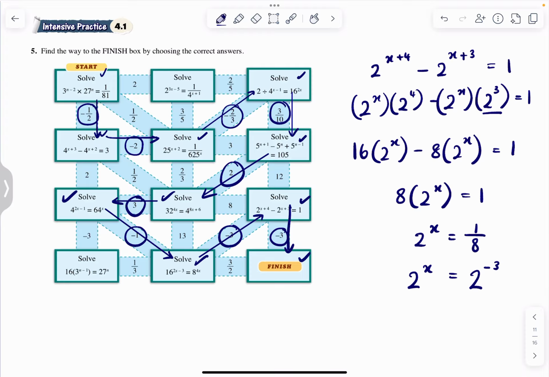So we are done. So you go this way, this way, this way, this way, this way, this way, this way, up here and I'm done. That's a long way. Alright, that's it.